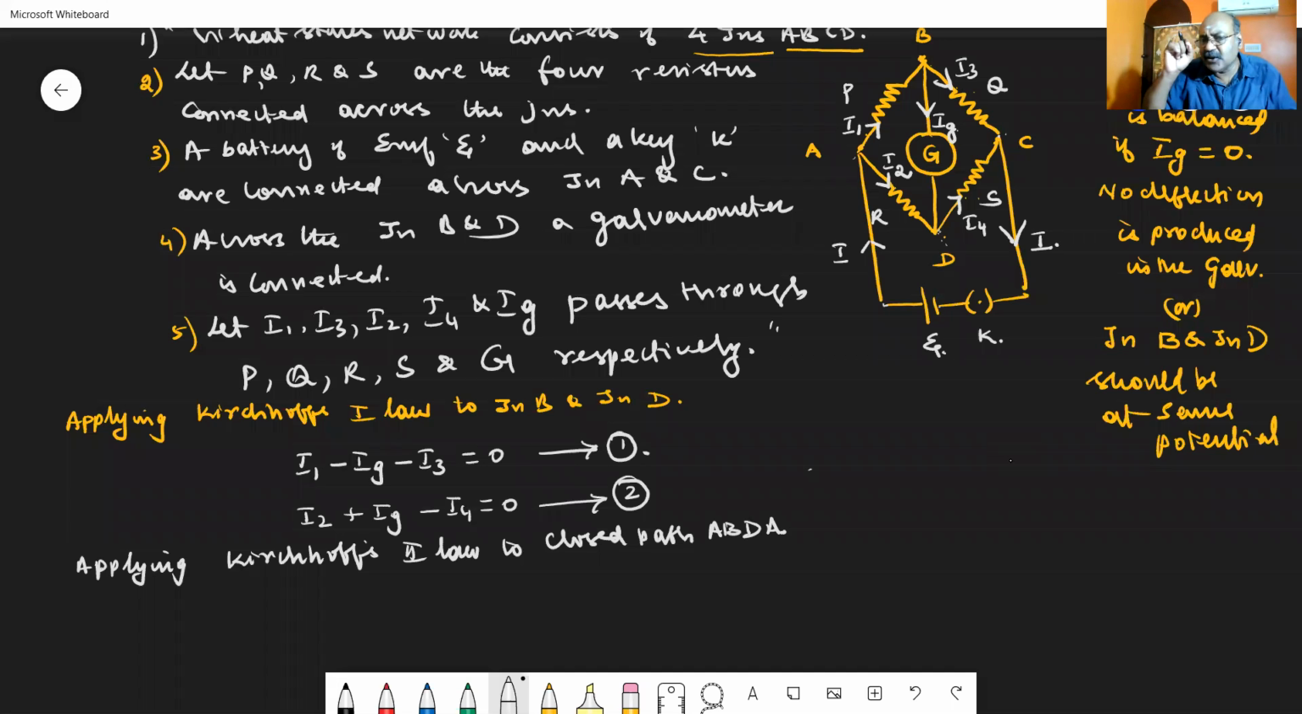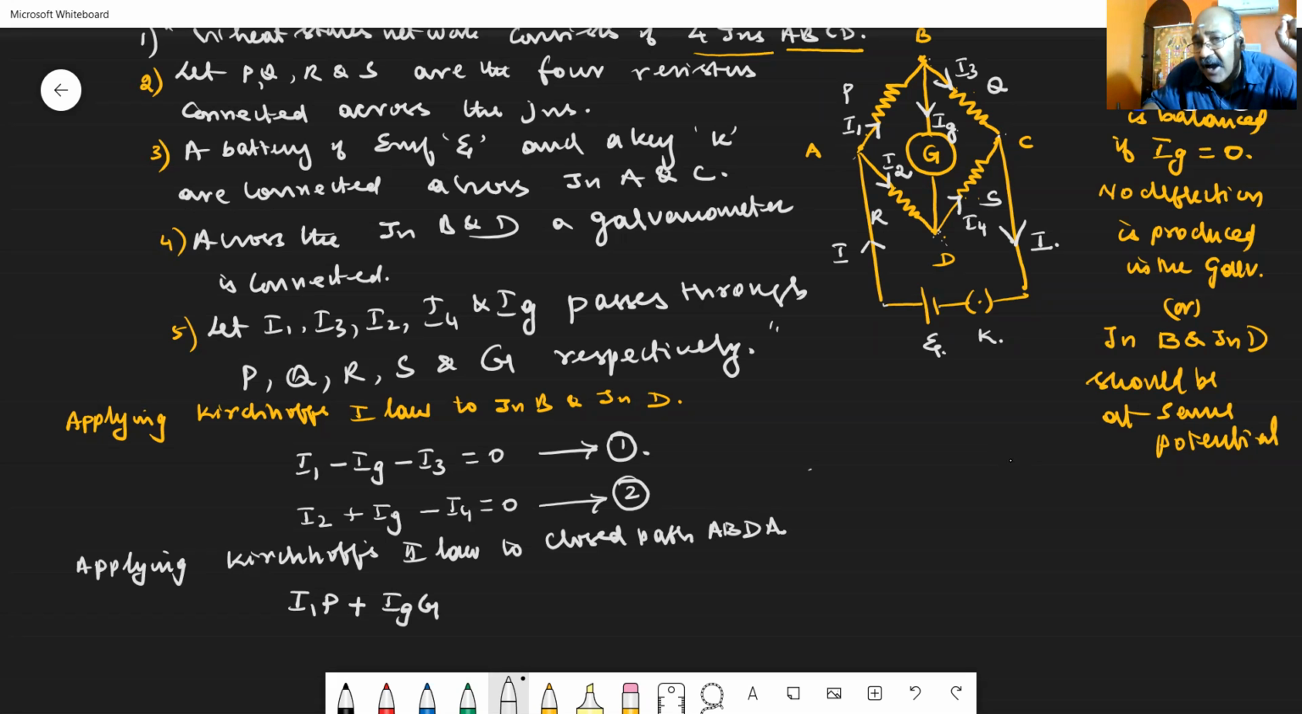Applying Kirchhoff's second law to the closed path A, B, D, A, I am starting from A to B. The product of current and resistance is I1 into P. The product of current and resistance I1 and P is positive since the direction of current and the direction of path are same. Then the direction of path is from B to D. The current is also in the same direction. So again, the product is plus. Product of current and resistance: current is IG and resistance is G.